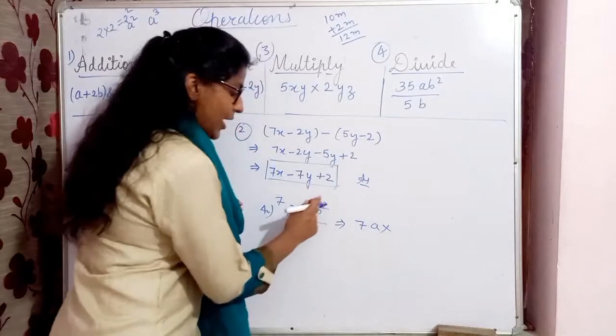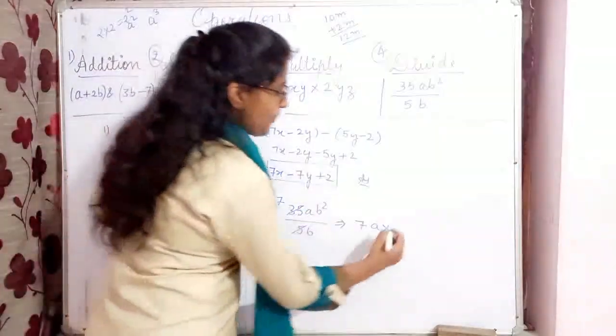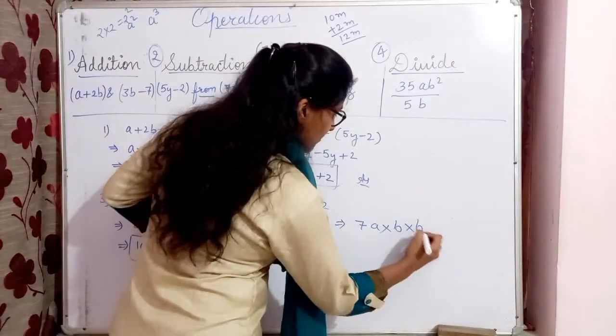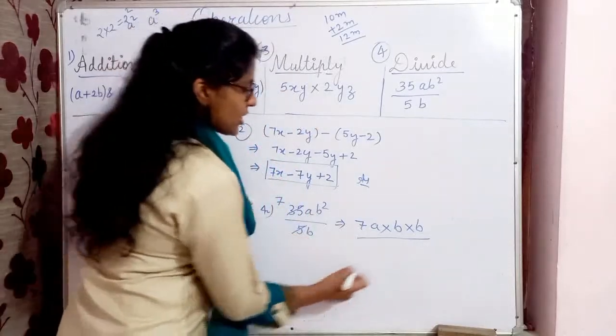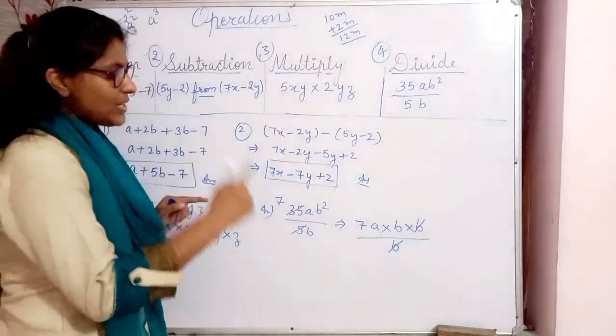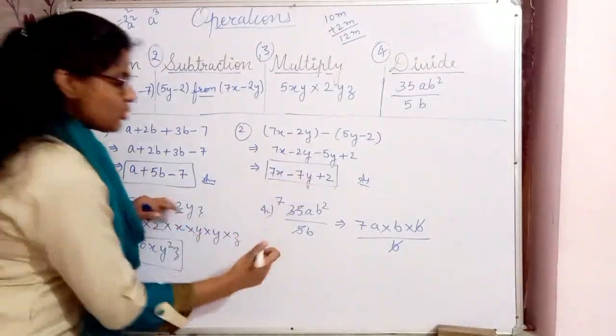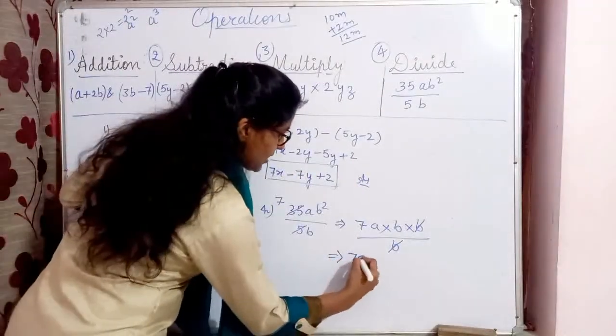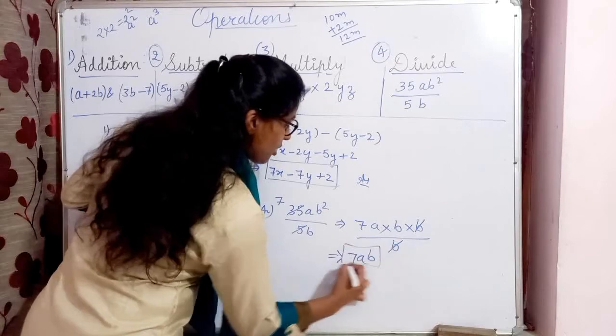And now write in expanded form, this b is to the power 2. b multiplied by b. Okay, and in the downside you also have 1b. So b is cut from this b. 1b is cancelled out from 1b. So what is remaining here? 7ab is remaining here. So this is your answer of this.